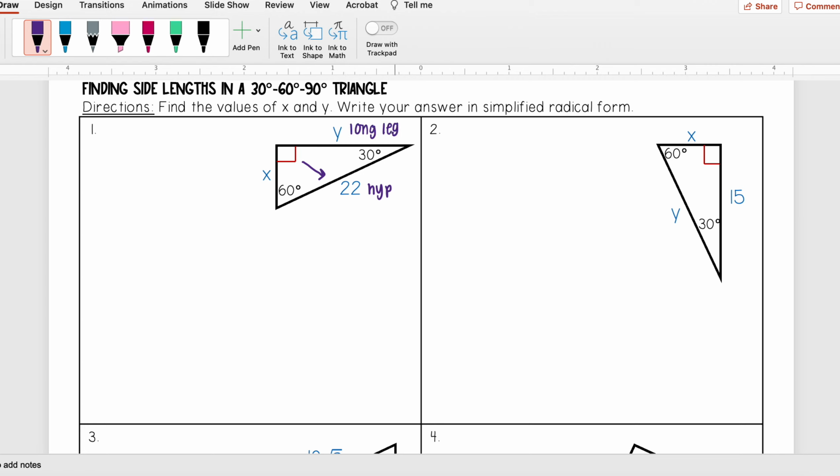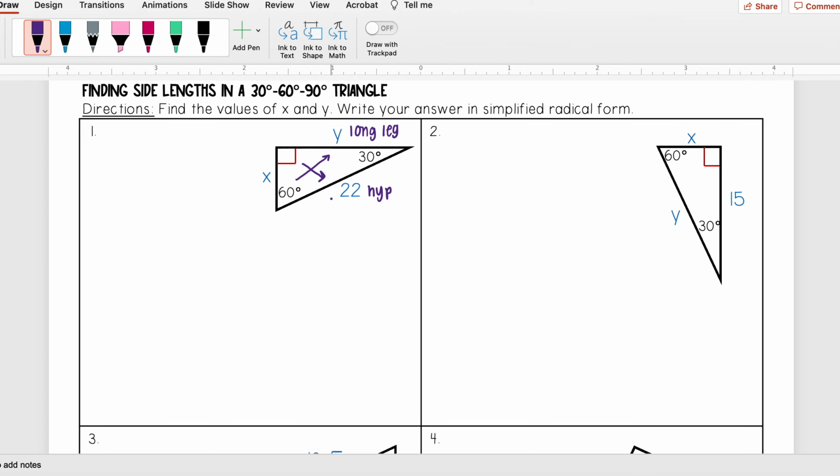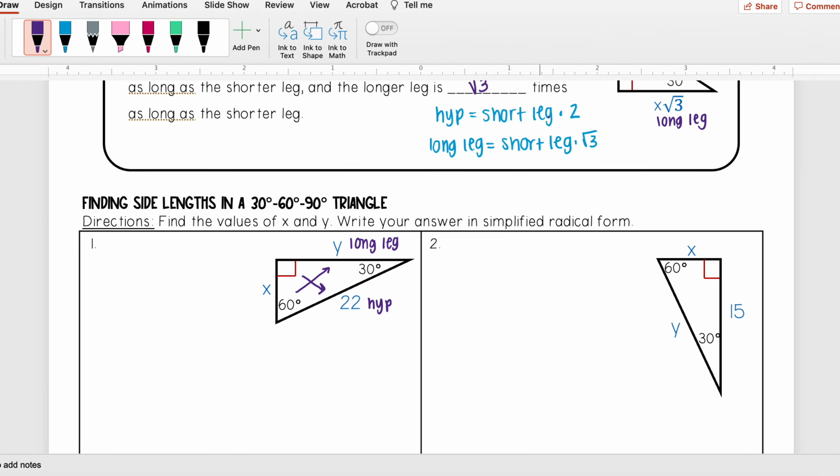If you can't tell, another way that you can figure out which one's your long leg is that the long leg is always going to be opposite of your 60-degree angle. So since I'm given the hypotenuse in this problem, I'm going to go ahead and use that first equation. Because if I were to use the second equation, I don't know my long leg or my short leg length, so I wouldn't be able to get anywhere.